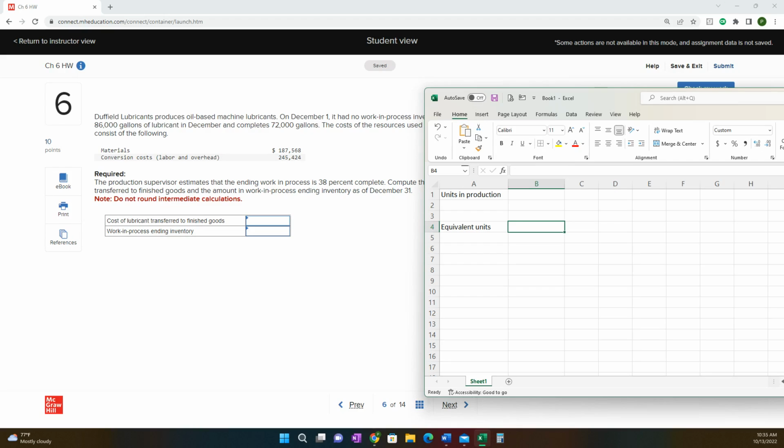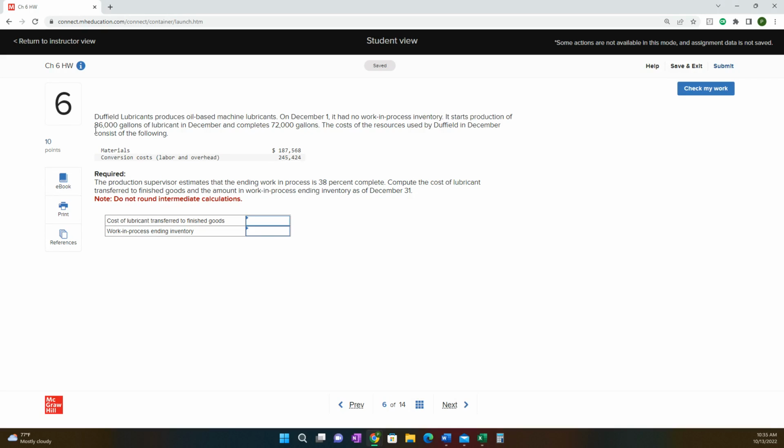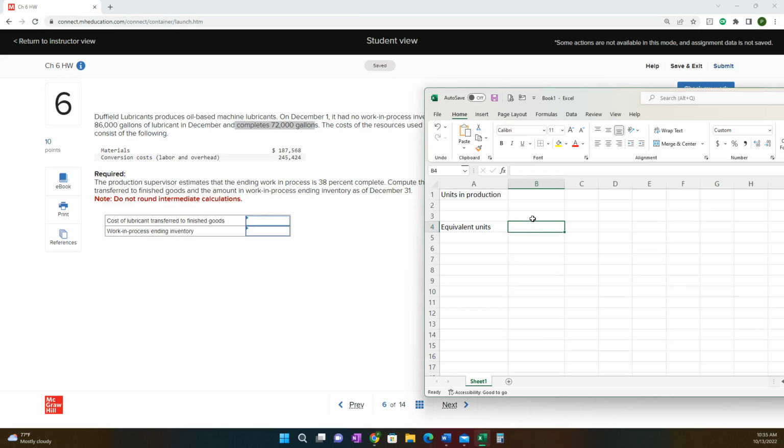So in question 6, it talks about Duffield Lubricants. It starts out with no work in process inventory, so that helps us keep things a little bit simpler. It starts production of 86,000 gallons of lubricant in December and completes 72,000 gallons. So the way I like to think about it is, for the 86,000, I think of 86,000 empty oil cans or oil jugs.